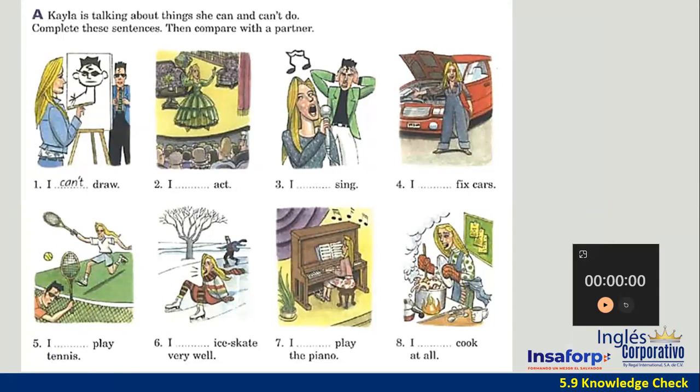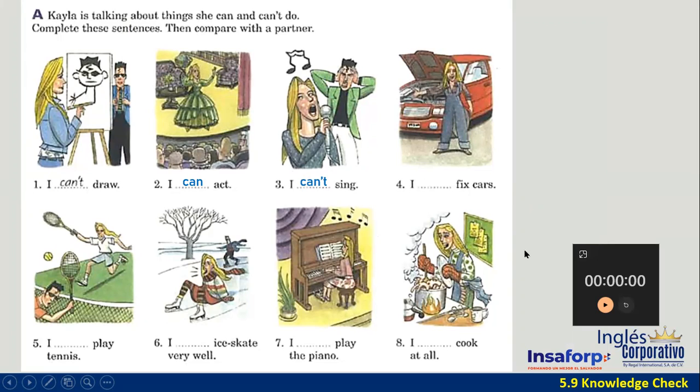It says, Kayla is talking about things she can and can't do. Complete the sentences, then compare with the partner, okay? So she says, I can't draw. What about number two, girls? I cannot. I can't. Okay, I cannot. Muy bien. Se oye como I can, pero es I cannot. Number three? I can't sing. Muy bien, I can't. Think.